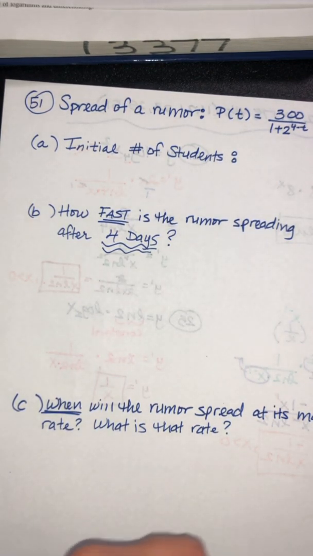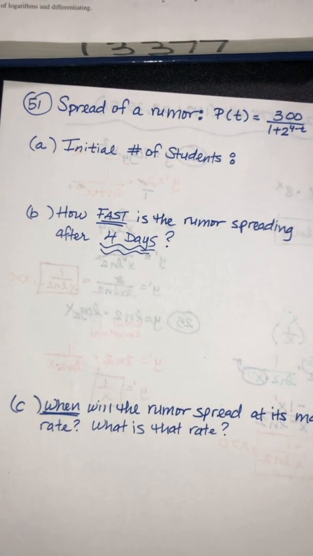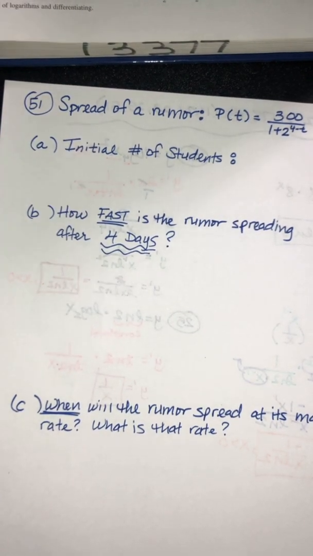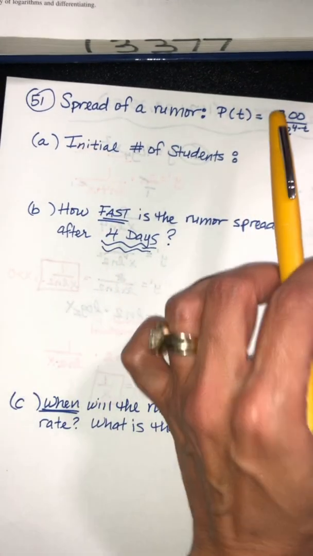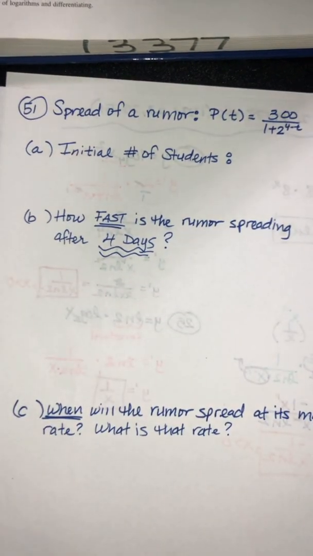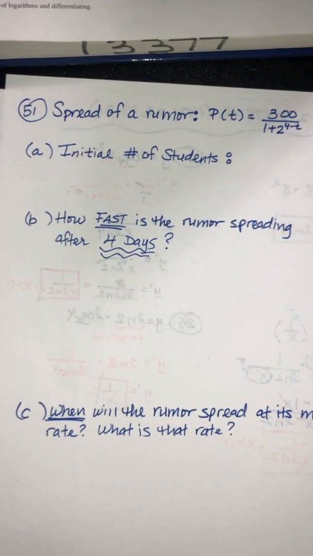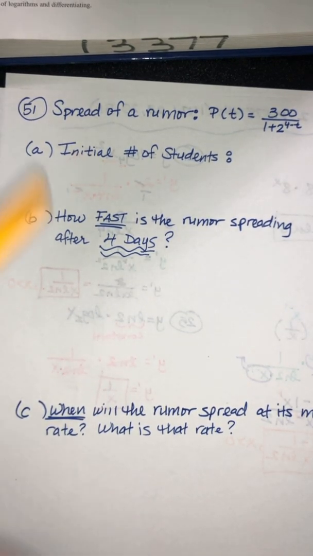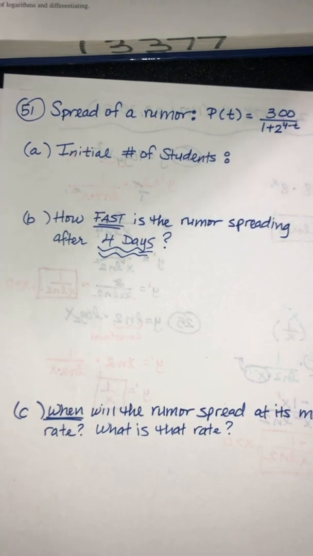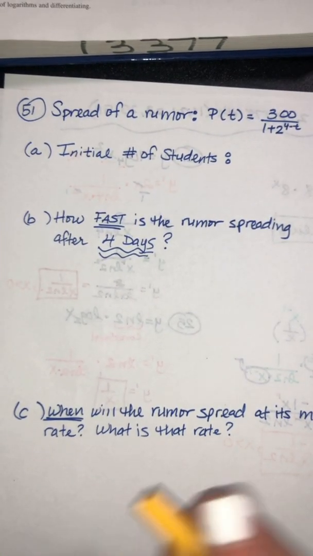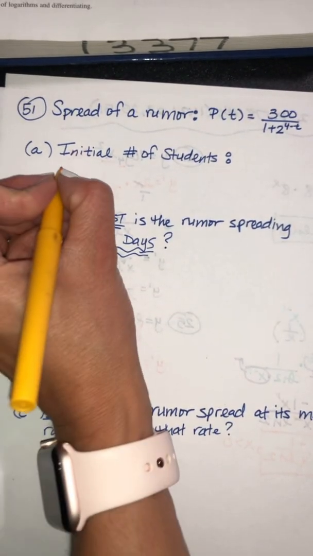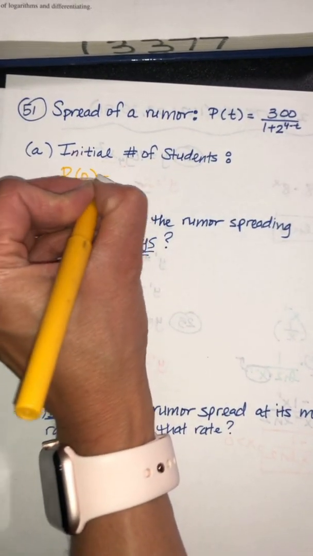All right, so number 51, I didn't write down the whole problem, but it's about the spread of a rumor. It says the spread of a rumor in a certain school is modeled by the equation, this one right here, where P of T is the total number of students who have heard the rumor T days after the rumor first started to spread. I hate rumors. Anyway, letter A says estimate the initial number of students who first heard the rumor. So that means we are looking for P of 0.